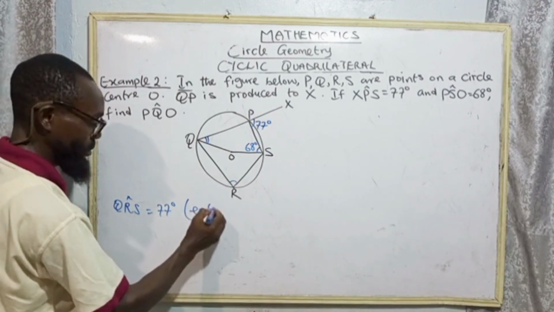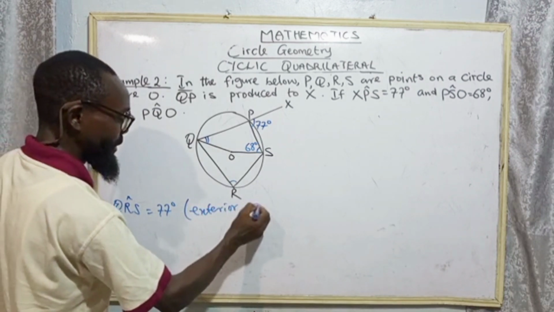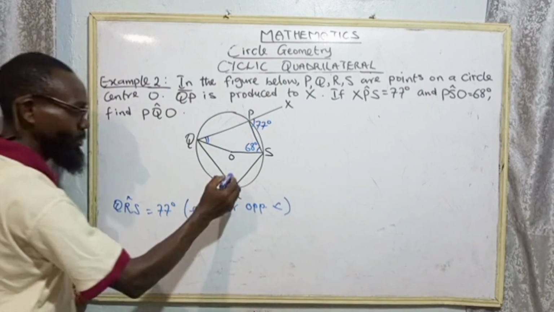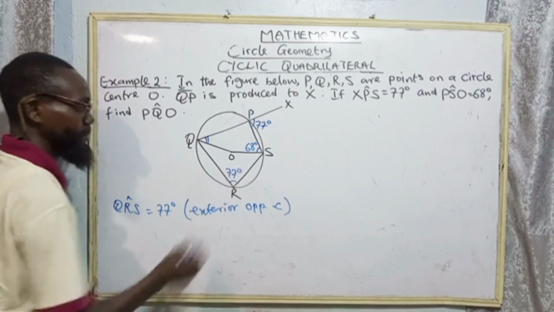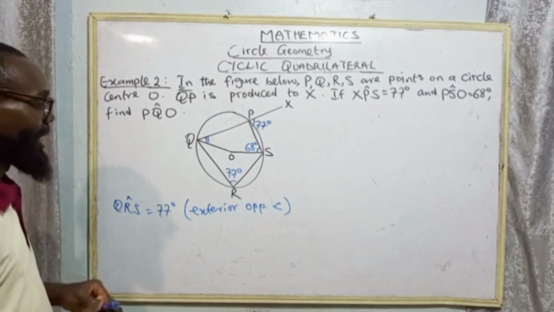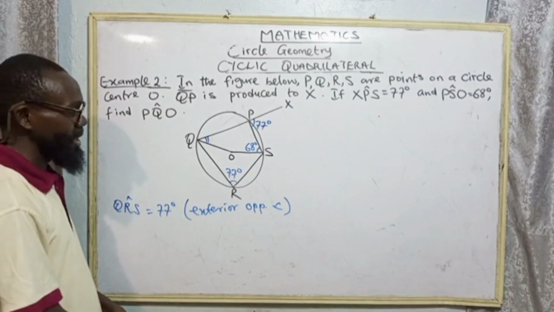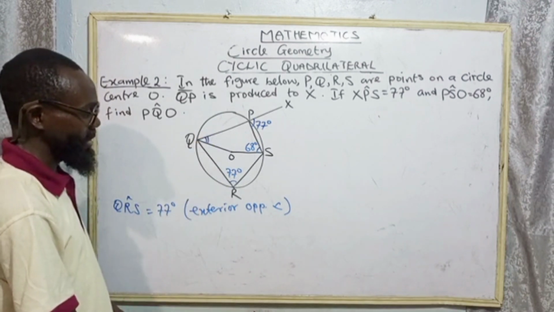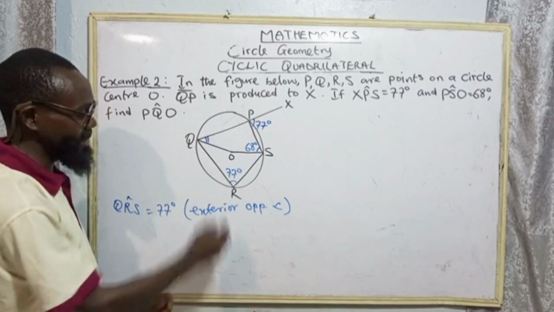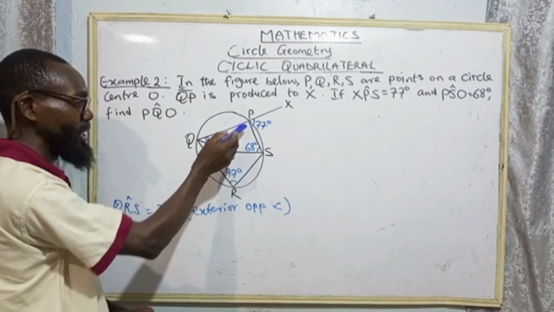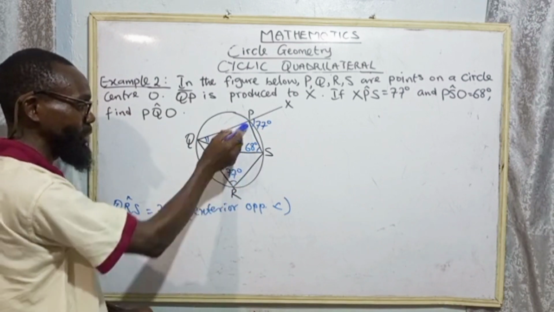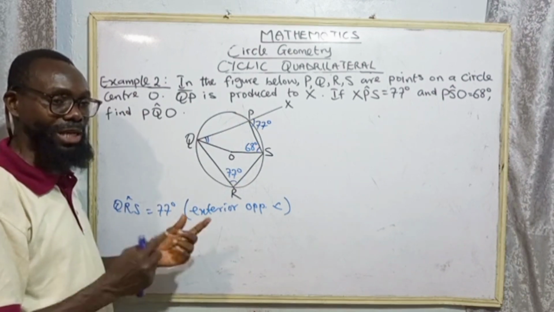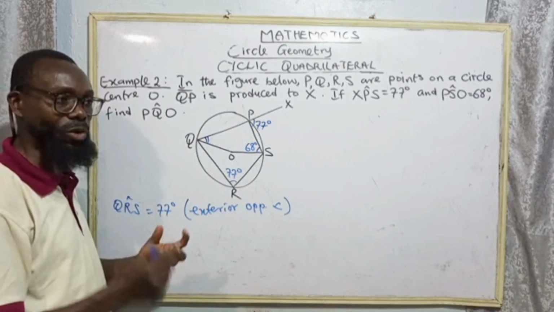Exterior opposite angle 77 degrees. I've gotten this one to be 77 degrees. Then I want to find this angle. Since this one is 77 degrees, I can get this angle. If I add this and this together, it will equal 180. Reason: sum of opposite angles of a cyclic quadrilateral.